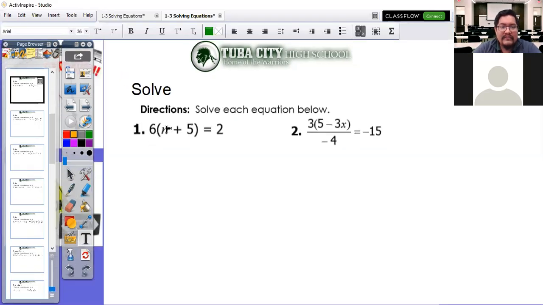All right, so first things first, let's go ahead and again get rid of this parenthesis. So I'm going to go ahead and multiply both sides and make sure I multiply both of these things here. Now, I got to be careful.